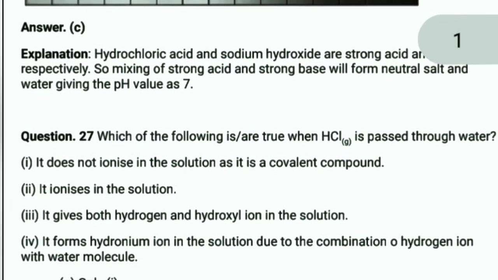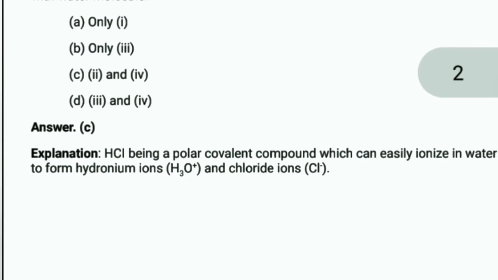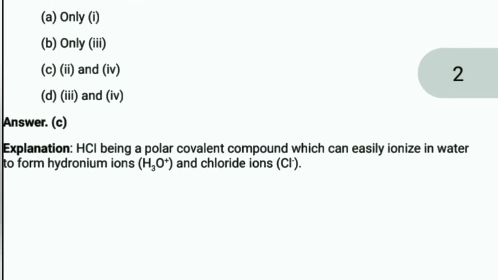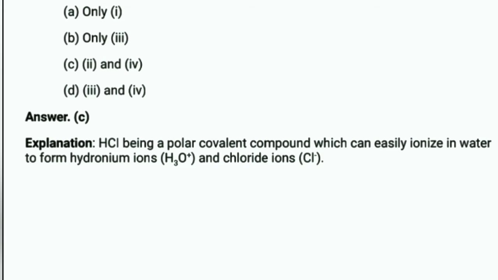Which of the following are true? When HCl passes through water, it ionizes the solution. It forms hydronium ion in the solution due to the combination of hydrogen ion with water molecules. Option C is the answer. Explanation. HCl being a polar covalent compound can easily ionize in water to form hydronium ion, H3O+, and chloride ion, Cl-.